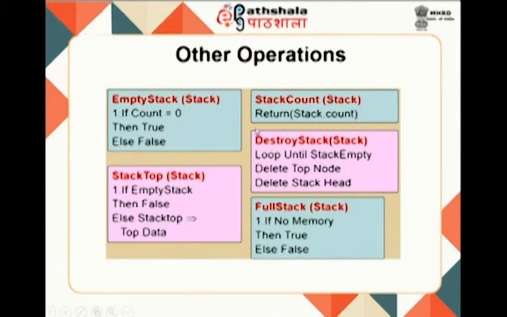Then stack count returns stack dot count, because we have put a count in the head node very conveniently. Destroy stack: loop until stack is empty, delete top node, and then delete the stack head. You keep deleting; this loop is for deleting the top node. Then delete or pop the top node. Full stack: if no memory, then true, else false. This does not normally happen in a linked list implementation, as we know, because we assume the memory is available.